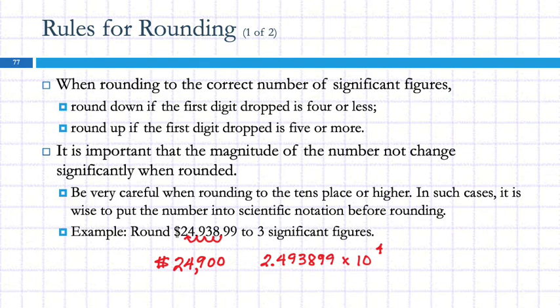So there I have the number in scientific notation. Now, if I round to 3 significant figures, the 2, the 4, and the 9, and I look at this guy, it's less than 5, so it rounds down, and my answer is 2.49 times 10 to the 4. I don't have to worry about putting in placeholder zeros. I don't have to worry that I changed the value.